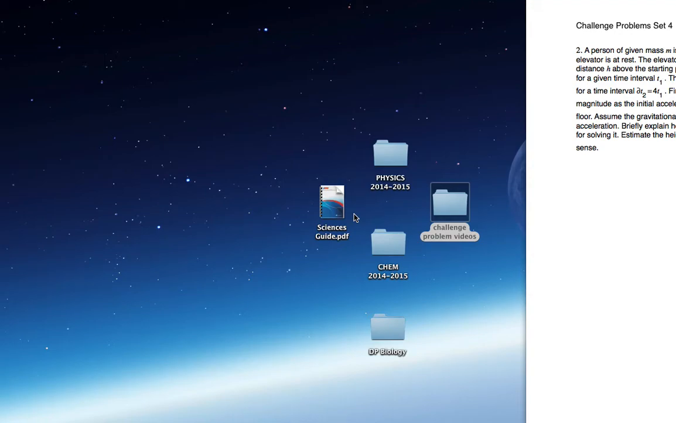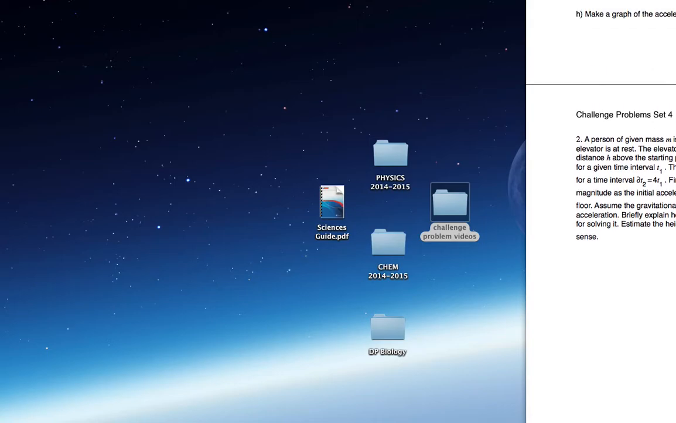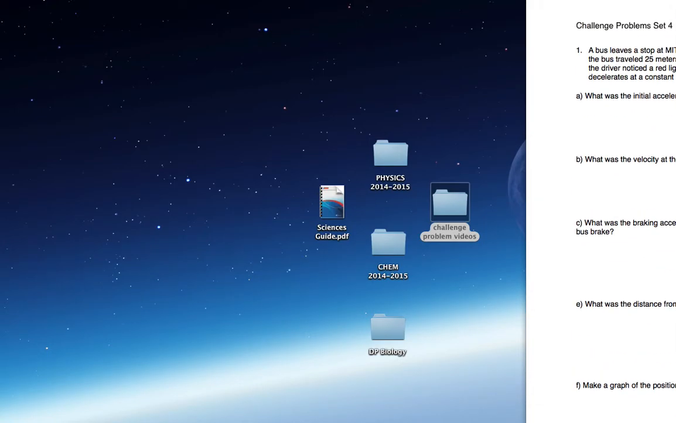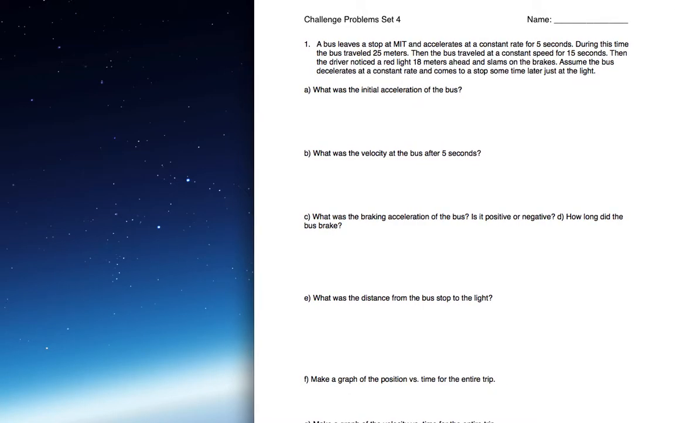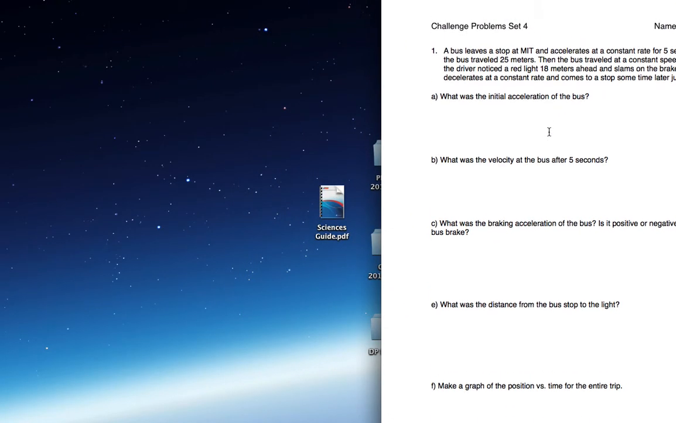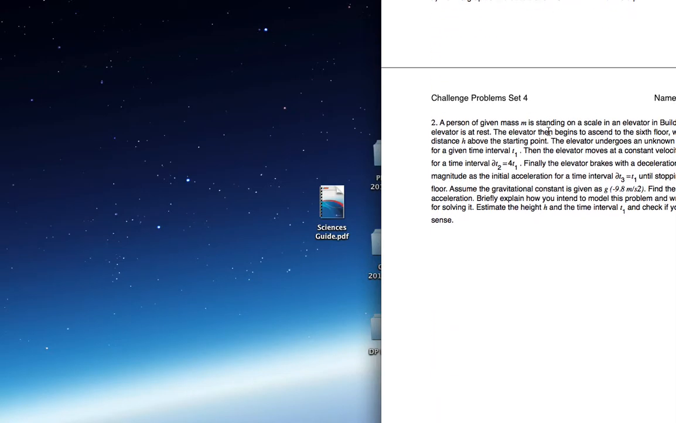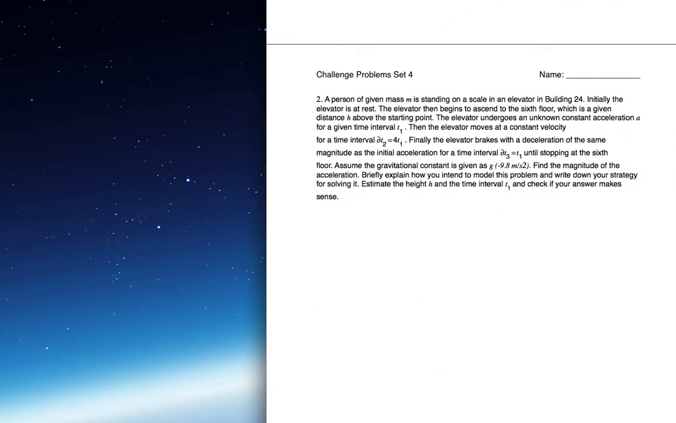All right, now we're going to start with our challenge problems number 4. This set, the first one should have been pretty easy. There it is. Should be pretty easy for you. The next one is going to be harder because this one's all about just organizing some variables here. So you should have this in front of you.